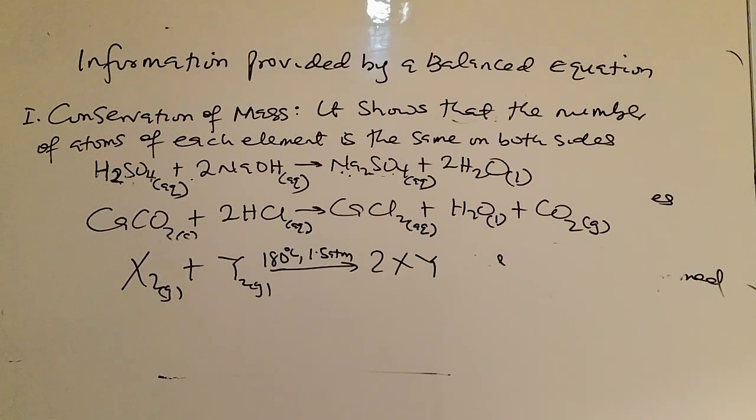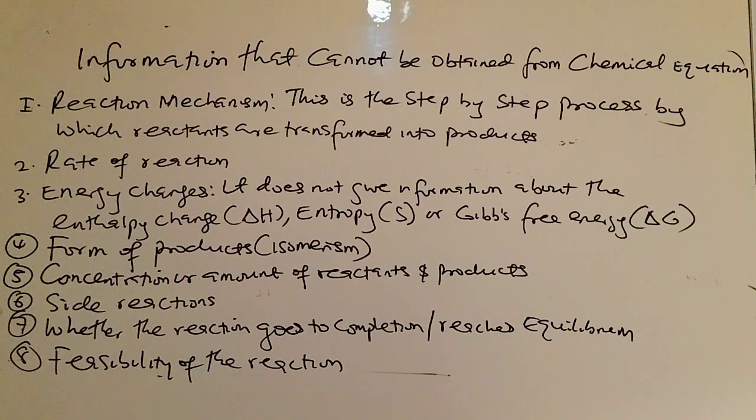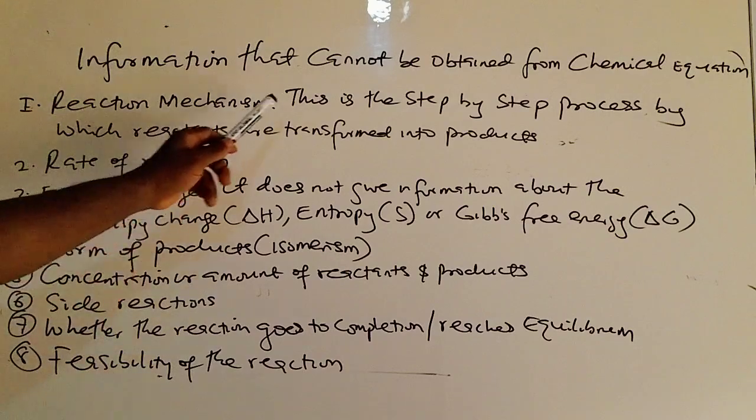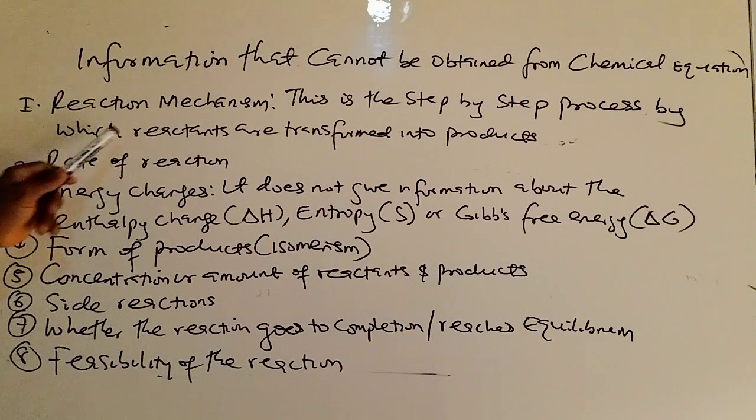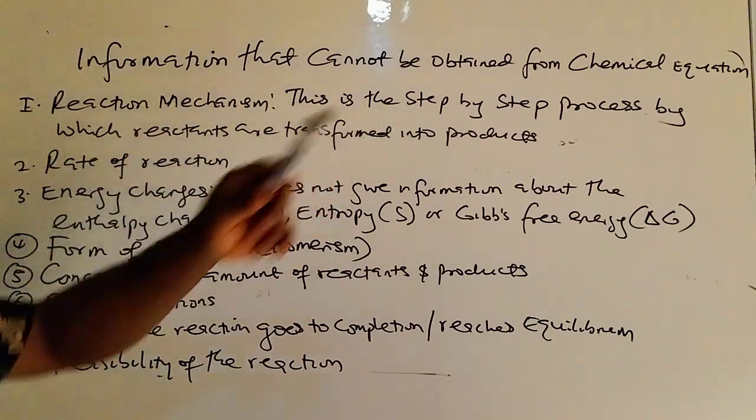So now we're going to information that a chemical equation cannot provide, or that we cannot get from a balanced equation. Okay, on the whiteboard we have information that cannot be obtained from a chemical equation. The first is reaction mechanism. So what is the reaction mechanism? We say this is the step-by-step process by which reactants are transformed into products.